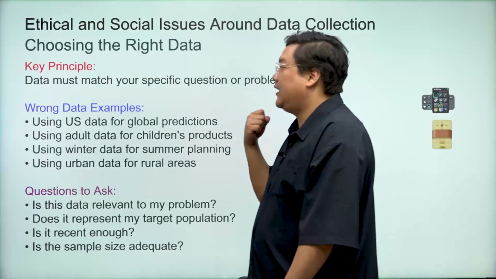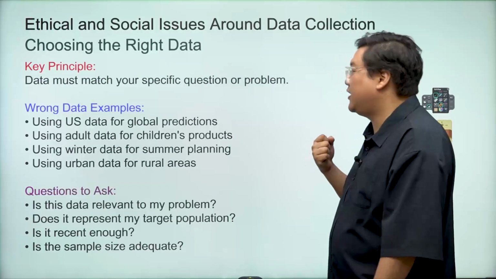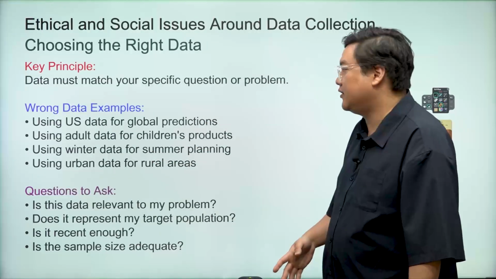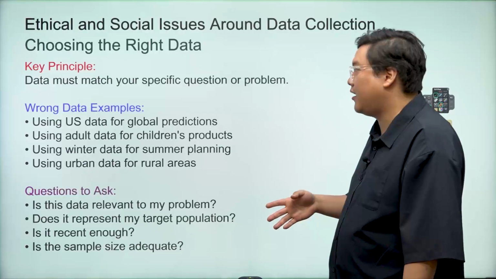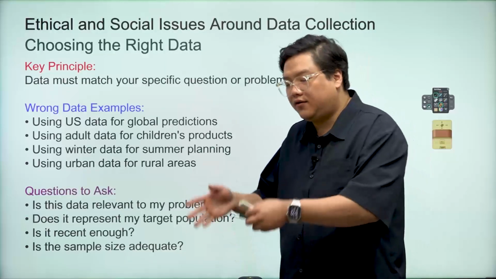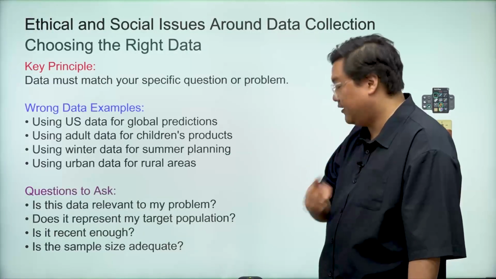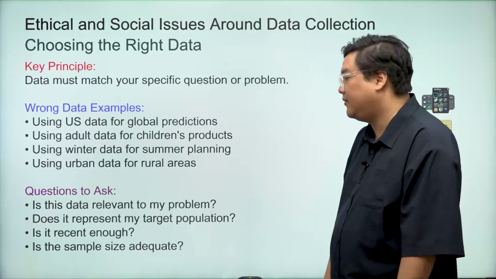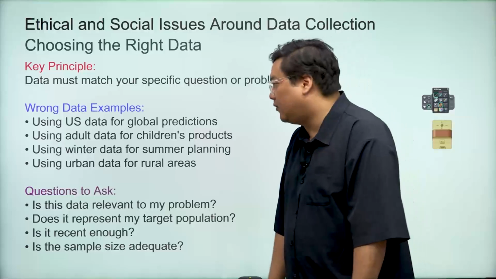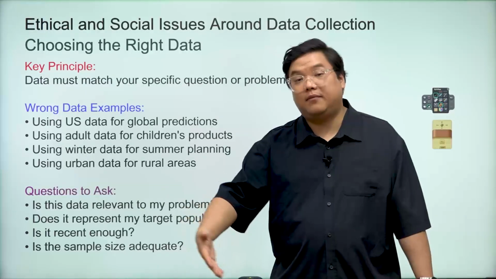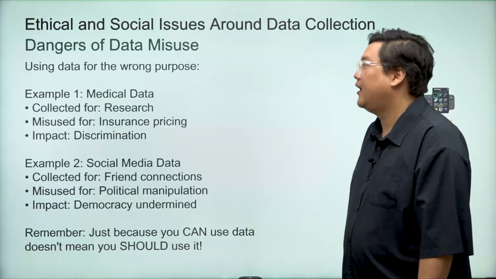Choosing the right data must match your specific question or problem. For example, using US data for global predictions, or using adult data for children's products. If you want to do something, you need to have the right kind of data. Is this data relevant to my problem? If you use US-only data for global predictions, that would again give you a biased result, right?